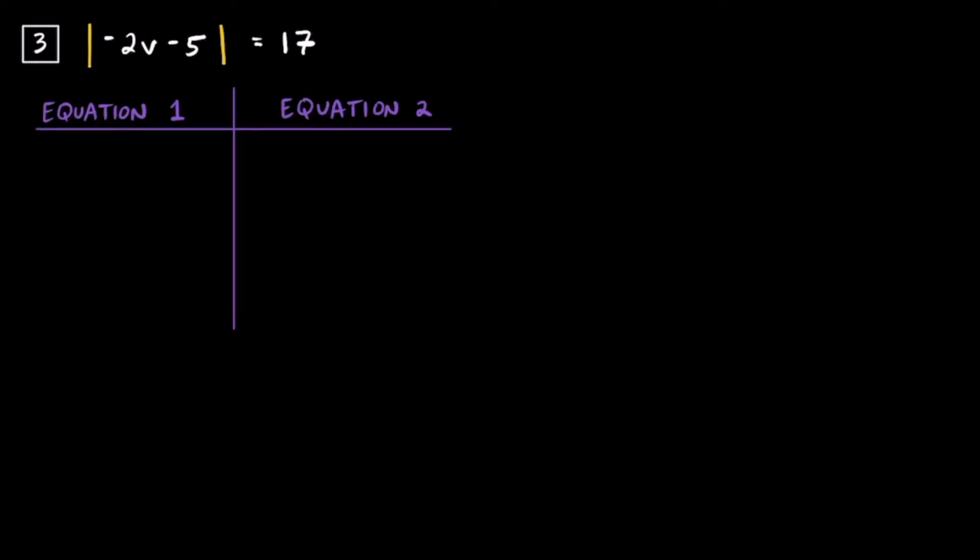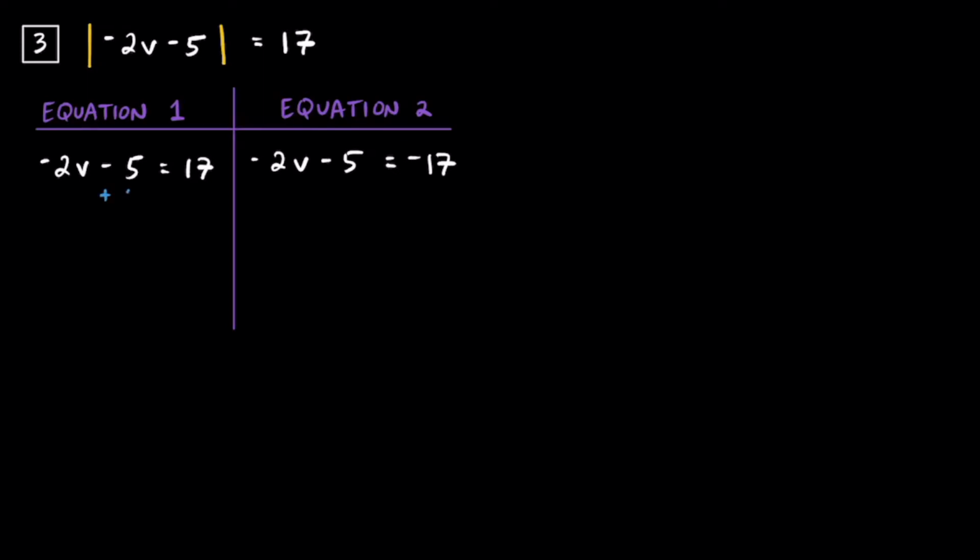For example 3, let's try the absolute value of negative 2v minus 5, and let's set that equal to positive 17. Once again, our absolute value bars are isolated on one side of the equation, so we can separate into two equations right from the beginning. One scenario, we have negative 2v minus 5 is equal to positive 17, and in another scenario, we have negative 2v minus 5 is equal to negative 17.